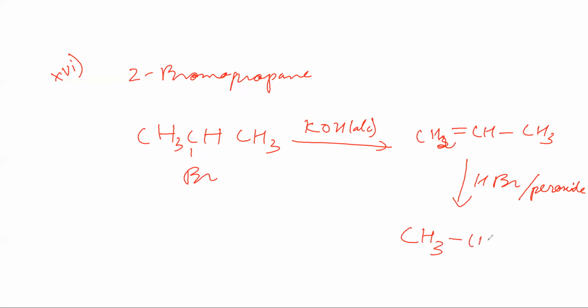CH3-CH2-CH2-Br. This becomes converted to 1-bromopropane. This is the way we can get converted to 1-bromopropane.